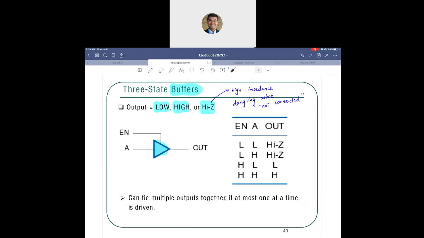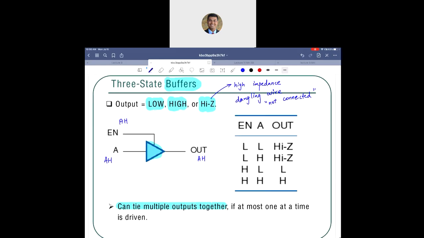And this can be very useful when you want to tie multiple outputs together. We'll see an application of this in just a minute. So here is the symbol of the tri-state buffer. A is the input, out is the output, and you have an enable, EN. Input is active high, output is active high, enable is active high.